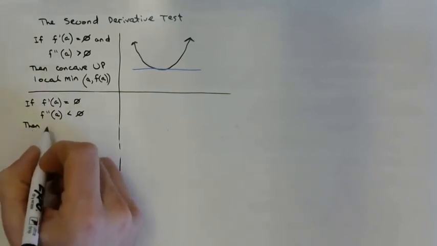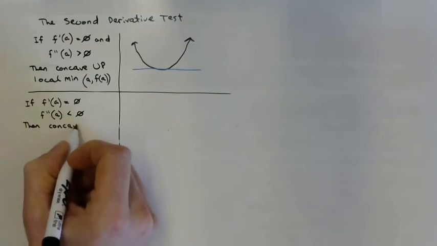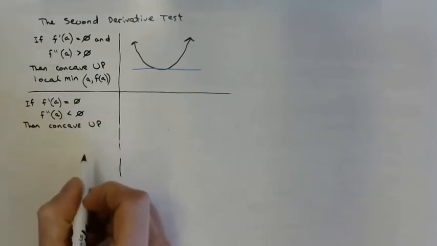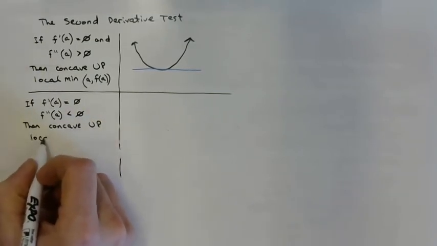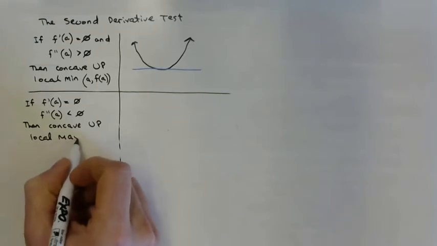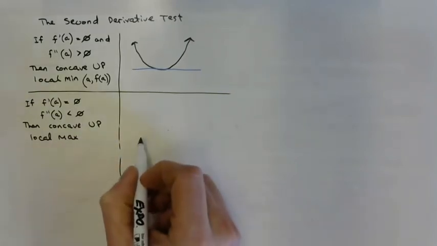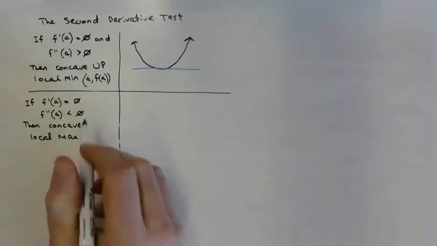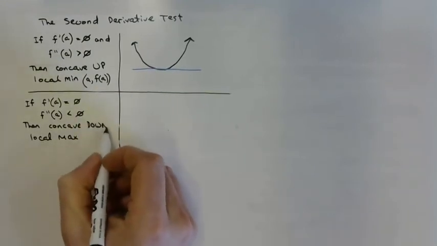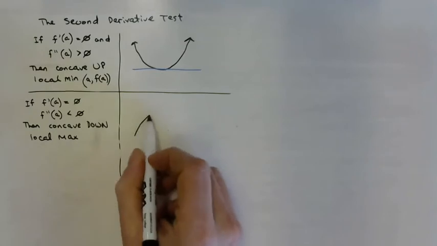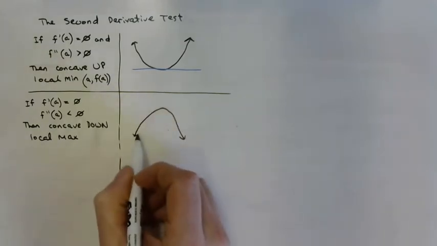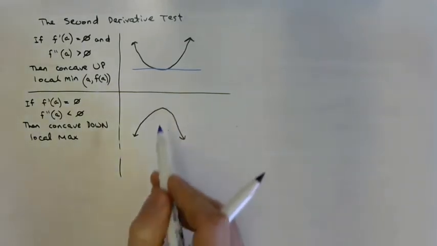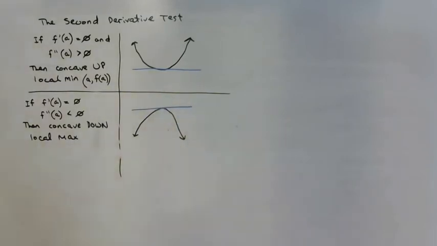then concave up, and we have a local max. Sorry, concave down. Typo. Concave down, and we have a local max. And you can see that the tangent is above the curve.